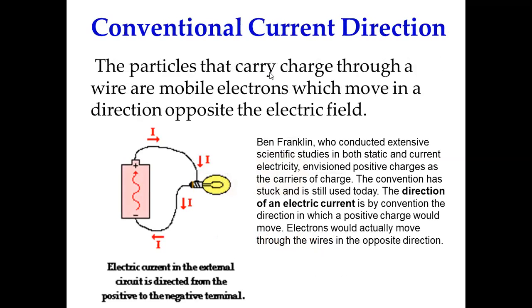Okay, conventional current direction. The particles that carry charge through a wire are mobile electrons, which move in a direction opposite to the electric field. Here we are talking about the direction. The direction of an electric current is by convention the direction in which a positive charge would move, not the negative. Where positive charges move, we will consider that direction as the direction of the electric current.